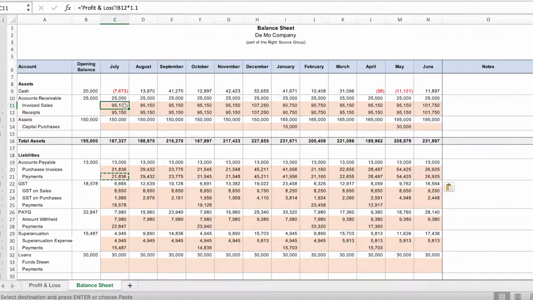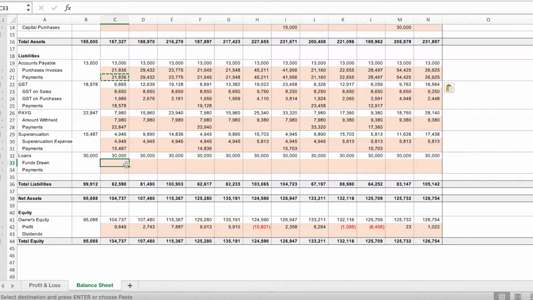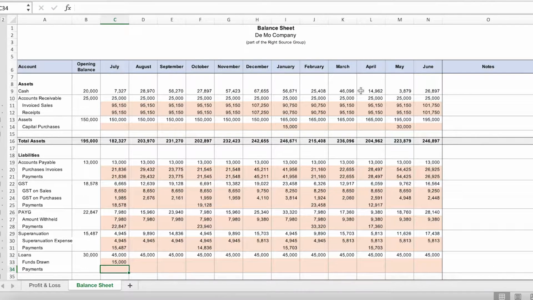And then what you can see, interestingly, is there's a couple of months there where you've got negative cash. So this is where you need to go in and go, okay, well, obviously I'll need to draw down on some of the loans for that. So in July, you're short a bit. So let's just say we're going to draw down $15,000 in July to meet that debt. So now you've got cash, and you've got cash throughout the year.